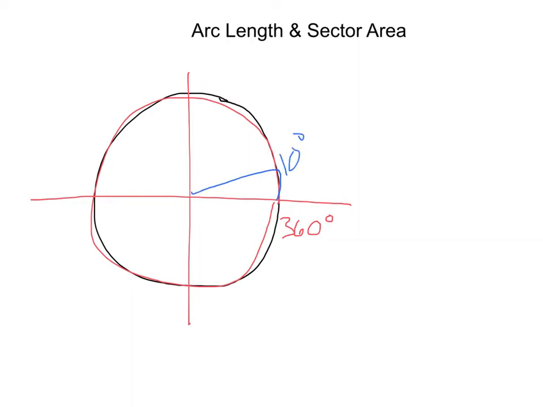Let's say we wanted to find the part of the circle that's only 10 degrees. Well, to find that, we just put 10 over our whole circle of 360, and that's going to give us 1/36 of the big circle.